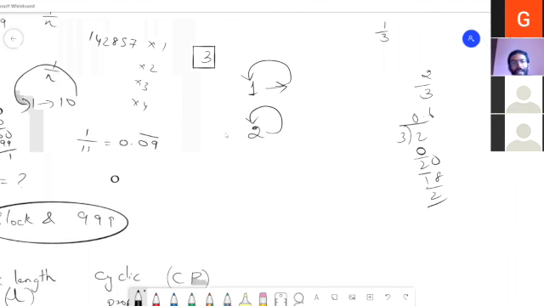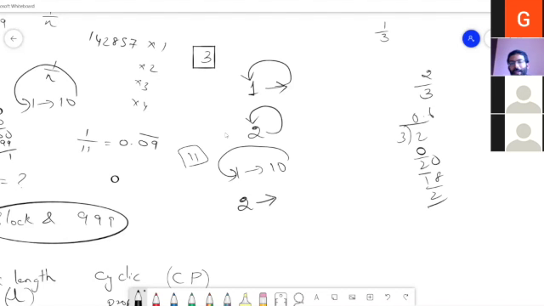For 11, if you see its remainder cycle starting with 1, it is just 1, 10, and back to 1. Right? What about other numbers? If you take 2, for example, what would be the next remainder here?